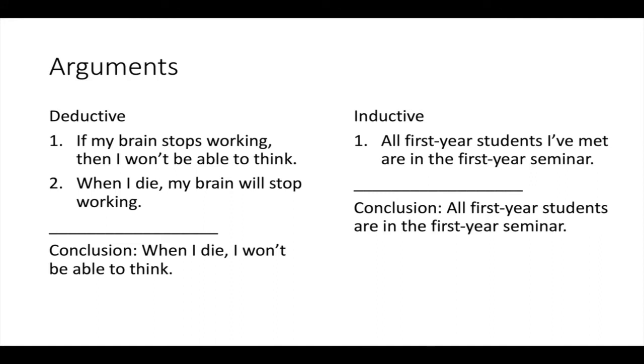Just so you understand the other kind of argument in a rough sketch, here's an example of an inductive argument. The first premise is all first-year students I've met are in the first-year seminar. Conclusion, all first-year students are in the first-year seminar. So here you're drawing a conclusion based on some limited number of things that you've observed directly, the first-year students you've met, and then you're drawing a conclusion that extends beyond that to some students that you haven't yet met.